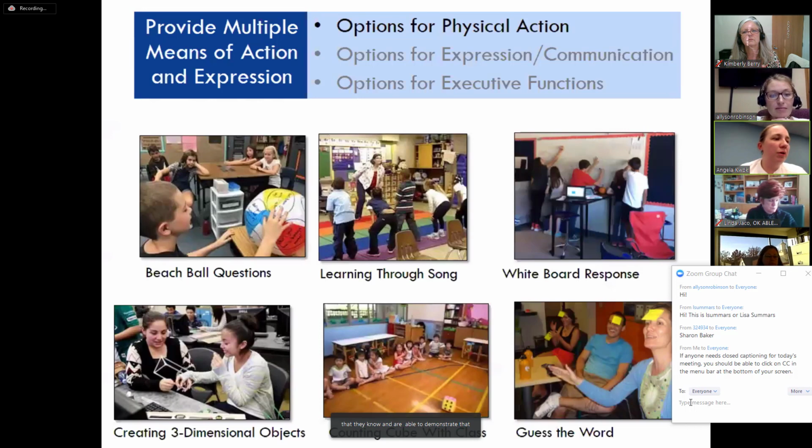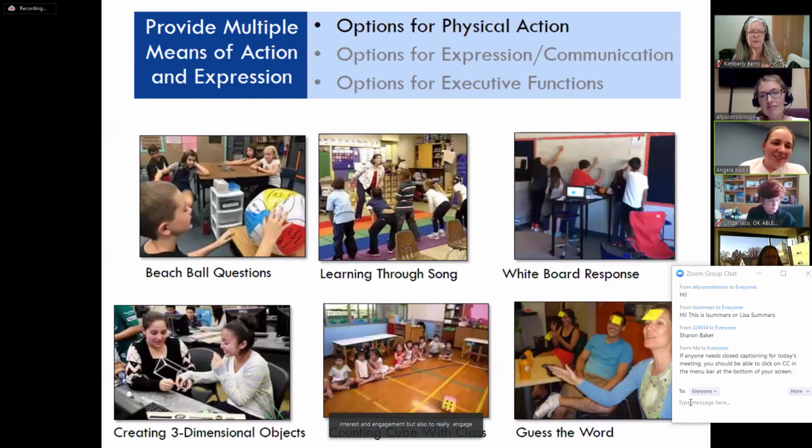So the first bullet point here is the options for physical action. On the top left corner, we have a picture of a beach ball question. This is a very simple way for students to be engaged in a different way than just popcorn answers of a teacher asking a student's response for questions throughout a lesson to gauge their level of understanding. This is just a simple way of having a beach ball blown up, different questions written on it, thrown around the classroom. Whoever catches it, their hand lands on a question and they're able to answer that question. And so it's a way to engage students' interest, engagement, but also to really engage students in a physical manner.